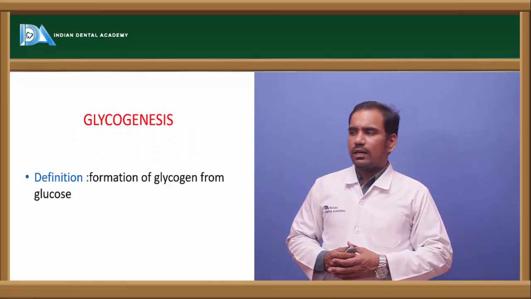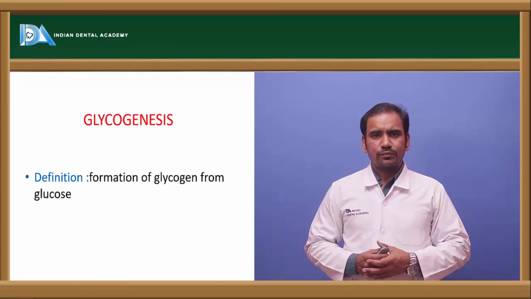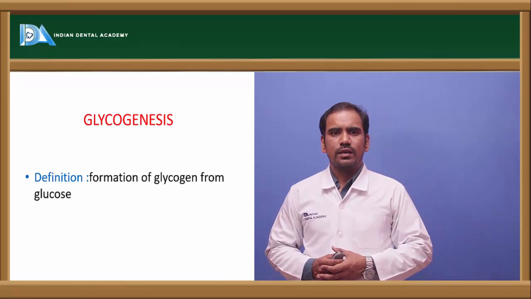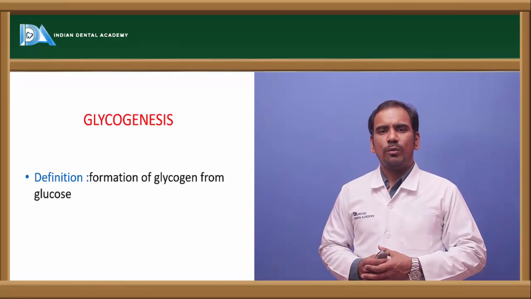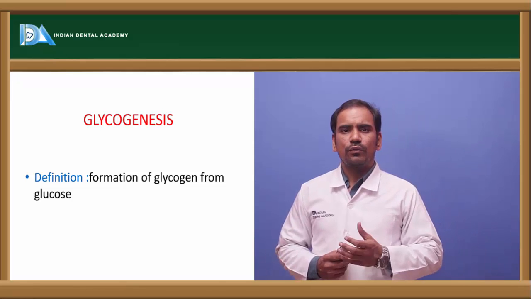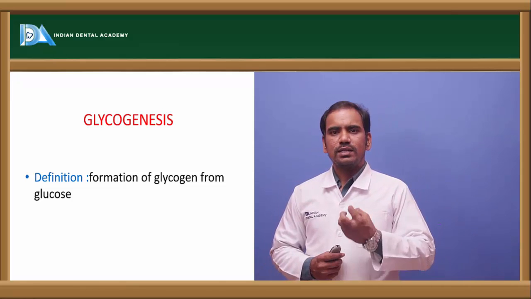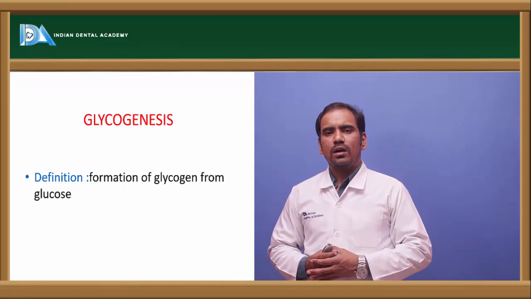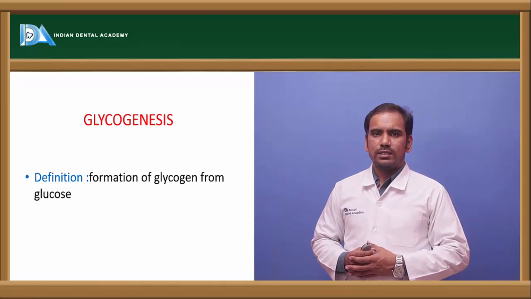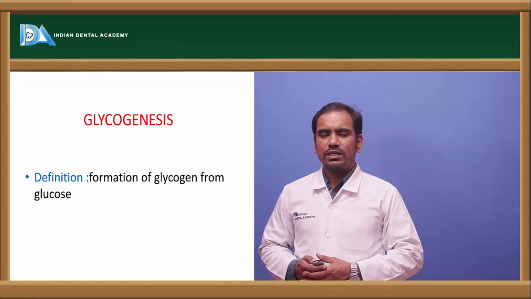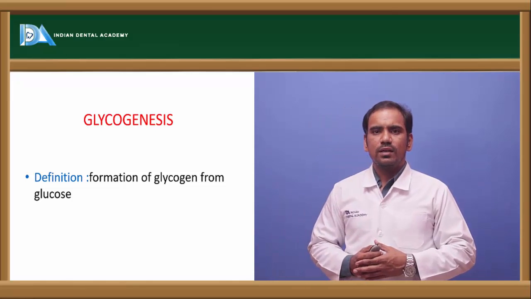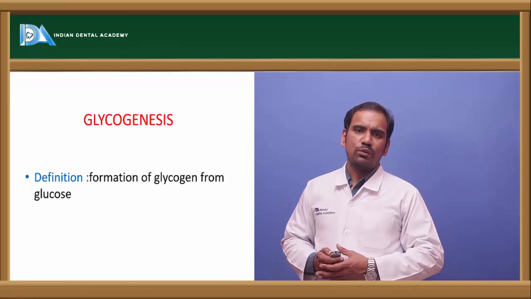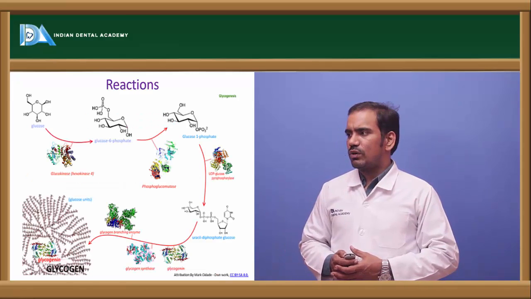First we'll see glycogenesis. What is glycogenesis? Glycogenesis is the formation of glycogen from glucose. So synthesizing glycogen from glucose is called glycogenesis. Right? Genesis means synthesis. So you are synthesizing glycogen, and that's why we call it glycogenesis.